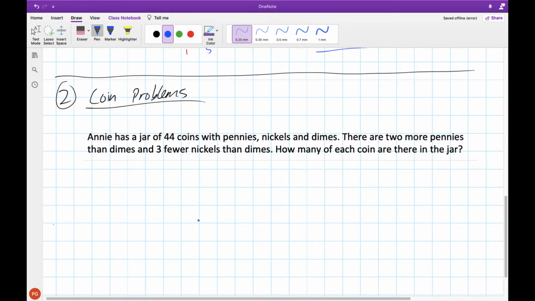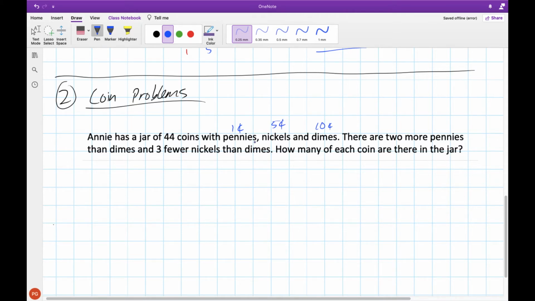All right, the second type of problem is what are often called coin problems. In this case, we've got a jar of 44 coins with pennies, nickels, and dimes. If you've forgotten, pennies, that's 1 cent. Nickels, 5 cents. Dimes is 10 cents. Though as it turns out in this question, the fact that they're pennies, nickels, and dimes isn't super important. Sometimes it is, but in this one it isn't. Because all we're told is that there are 2 more pennies than dimes and 3 fewer nickels than dimes. How many of each coin are there in the jar?